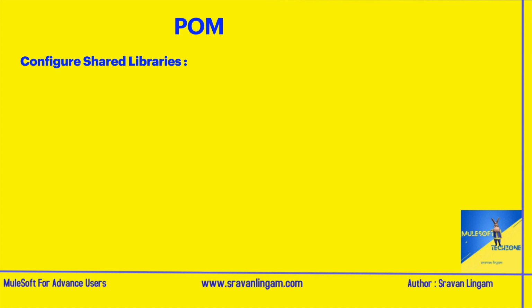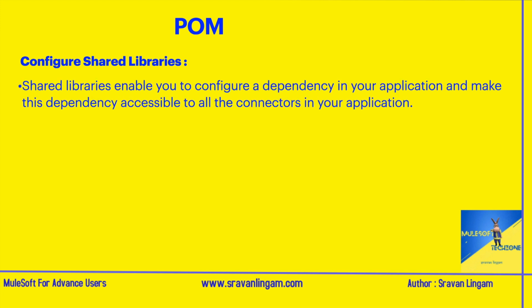Again, I am not going very deep into the shared libraries concept, but it is always good to know about it. Shared libraries enable you to configure a dependency in your application and make this dependency accessible to all the connectors in your application. For example, if there is some class specific to a MySQL database connector, and that particular class has to be accessed by other connectors, for example the HTTP REST connector or any other connector, in such a case, you have to mention that particular dependency, that particular library, under the shared libraries tag.